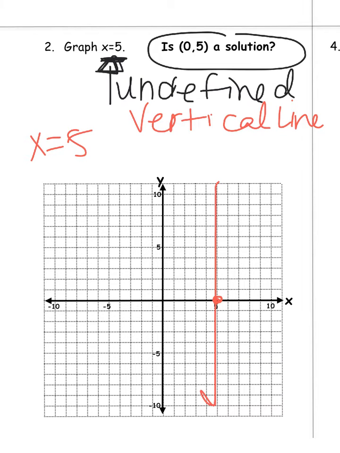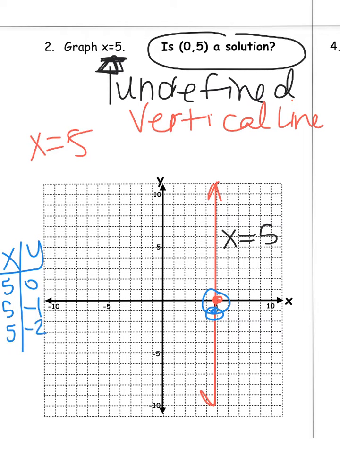That was a pretty good line. I'm pretty proud of that line. All right, so I got my arrows on the end. I'm going to label this x equals 5, and I need my 3 points. So my first point I will say is right there at 5, 0. My next point we can say is there at 5, negative 1, and then 5, negative 2.